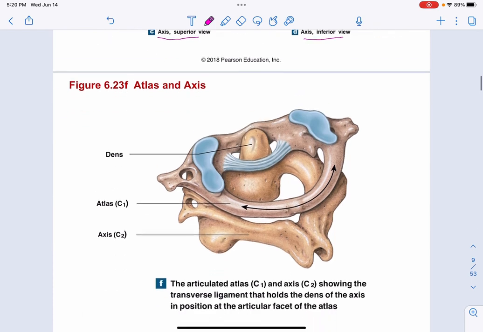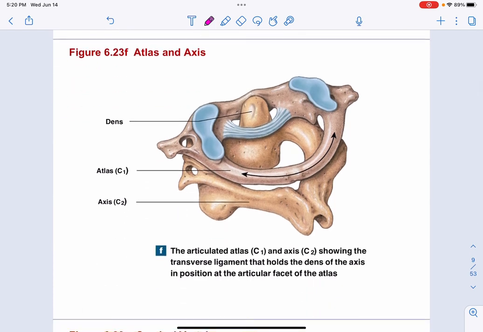This picture demonstrates how C1 sits on C2. You can see that C1 swivels around the dens, and this is what allows us to move our head like saying no. The occipital condyles that articulate here allow our head to move in the yes position. So that is what gives us this movement.